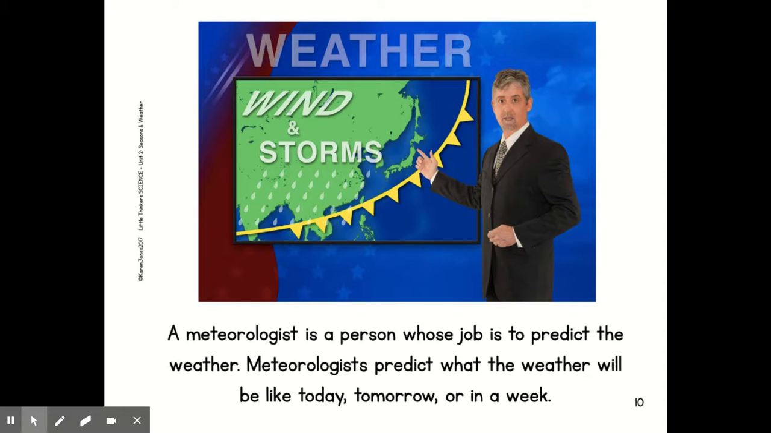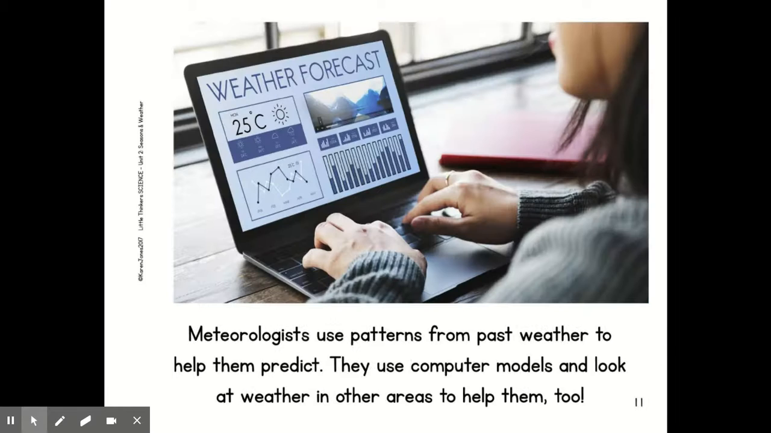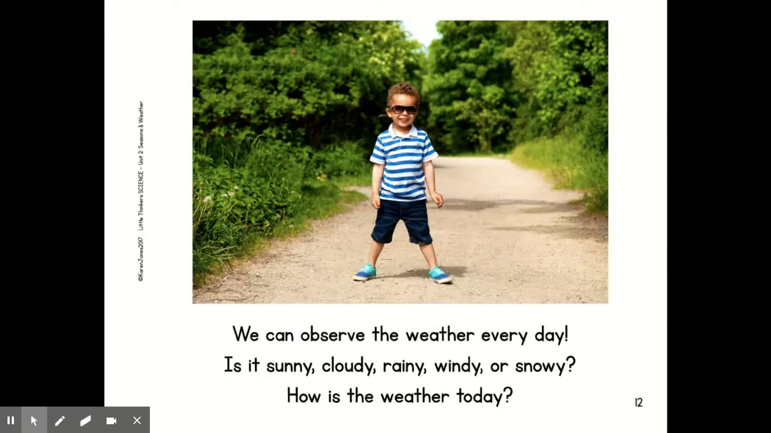A meteorologist is a person whose job is to predict the weather. Meteorologists predict what the weather will be like today, tomorrow, or in a week. Meteorologists use patterns from past weather to help them predict. They use computer models and look at weather in other areas to help them too.